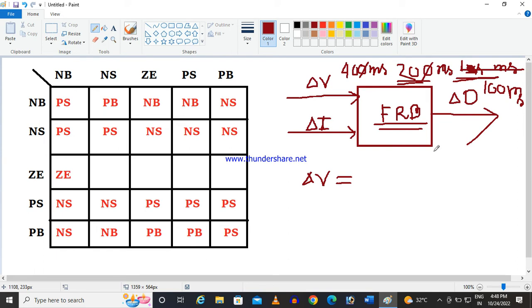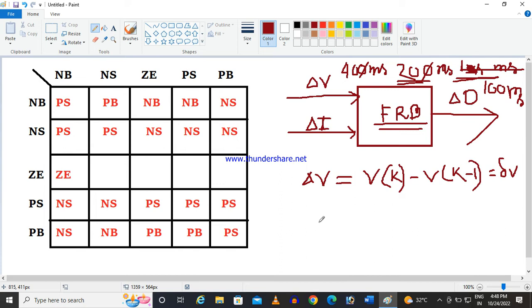Okay. So as I told in the beginning, all this calculation will be happening after a certain interval basis. So it's a discrete system. So what is del V? Del V is the present voltage minus the previous voltage, which you can consider as del V.